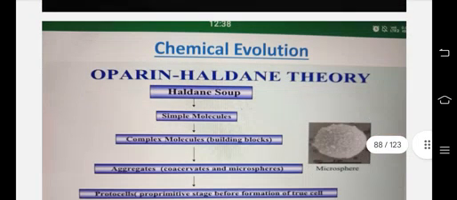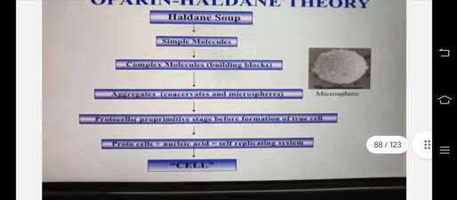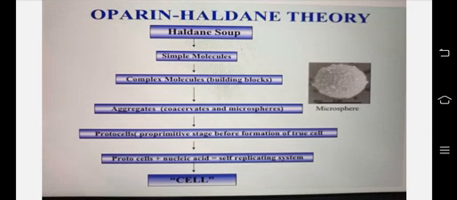Chemical evolution. Oparin and Haldane's theory, the Haldane soup. Simple molecules, complex molecules, building blocks, aggregates, coacervates, and microspheres. Then protocells, a primitive stage before the formation of a true cell. Protocells plus nucleic acid gives a self-replicating system that finally leads to a cell.